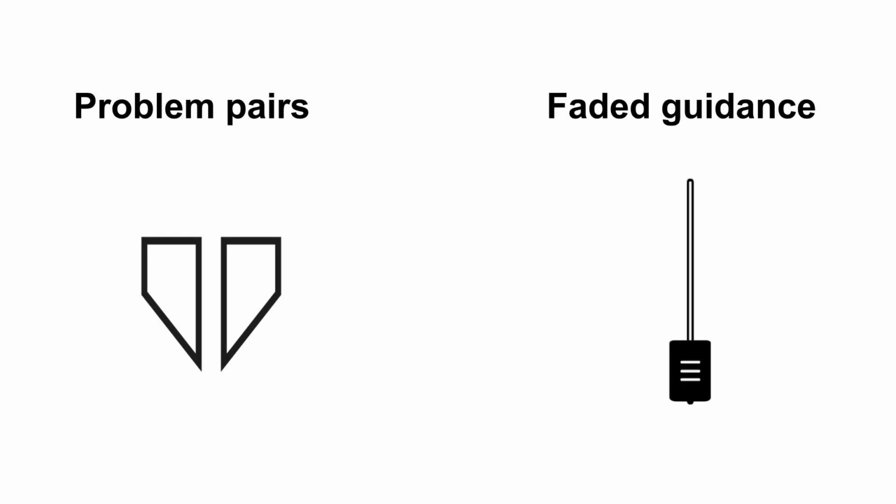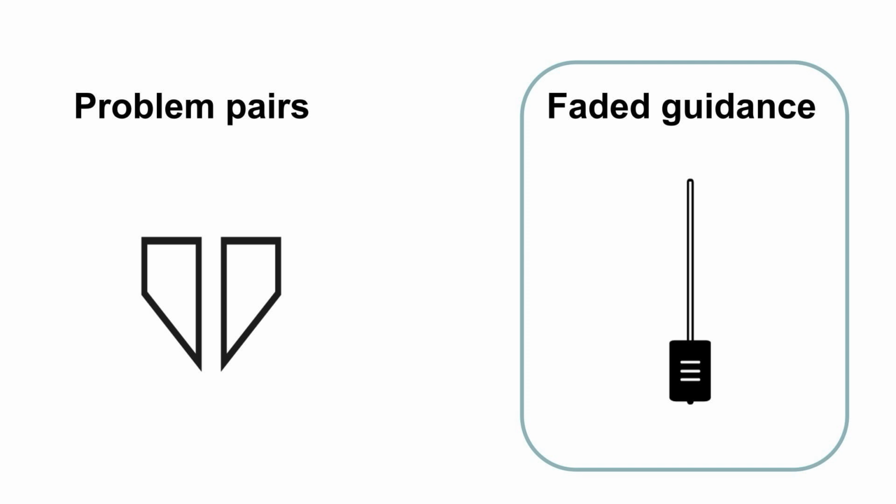With faded guidance, we offer an additional layer of support, especially when introducing entirely new concepts to students. It begins similarly to problem pairs, but with more teacher-led scaffolding. Faded guidance typically gets used when even more support and scaffolding is required than that provided by problem pairs.